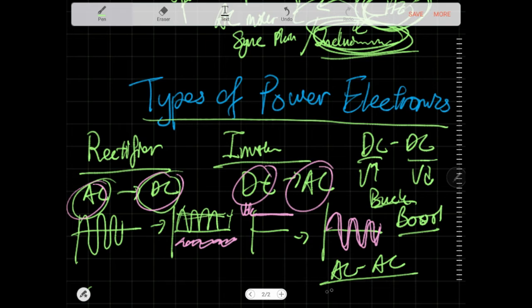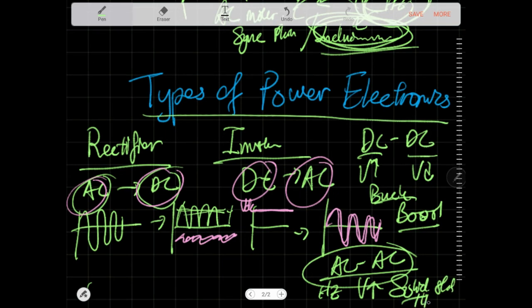And finally, AC to AC, which you're not going to learn too much. Basically, it manipulates frequency. They're both in AC form. It manipulates frequency, and also if you want to, it manipulates voltage. This is the basic of a solid state transformer. So there we go. This is the basic introduction of power electronics.